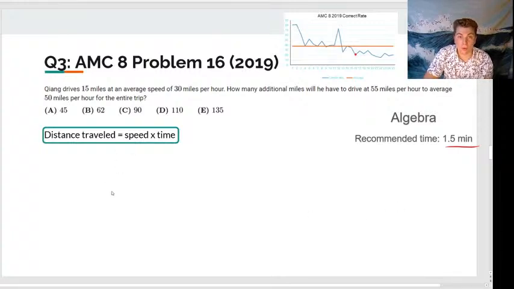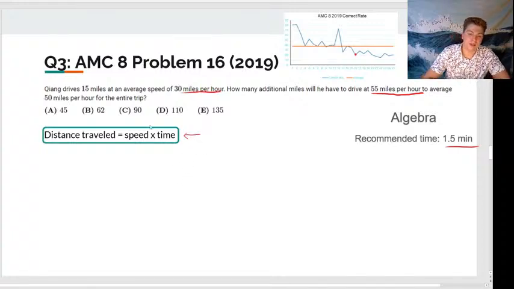Okay, we'll talk about the problem first. Chiang drives 15 miles at an average speed of 30 miles per hour. How many additional miles will he have to drive at 55 miles per hour to average 50 miles per hour for the entire trip? Awesome. So whenever you have a problem like this that covers speed, time, distance, you want to use this distance formula I have right here. So this could come up on questions in the 2020 exam. So keep that in mind.